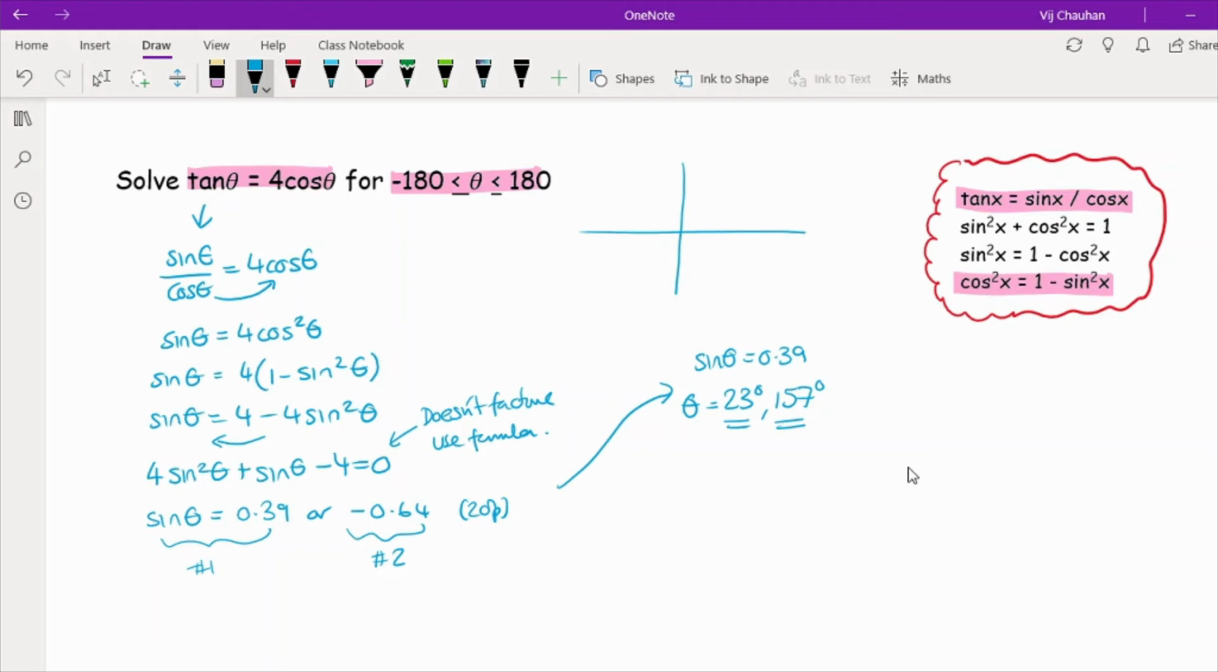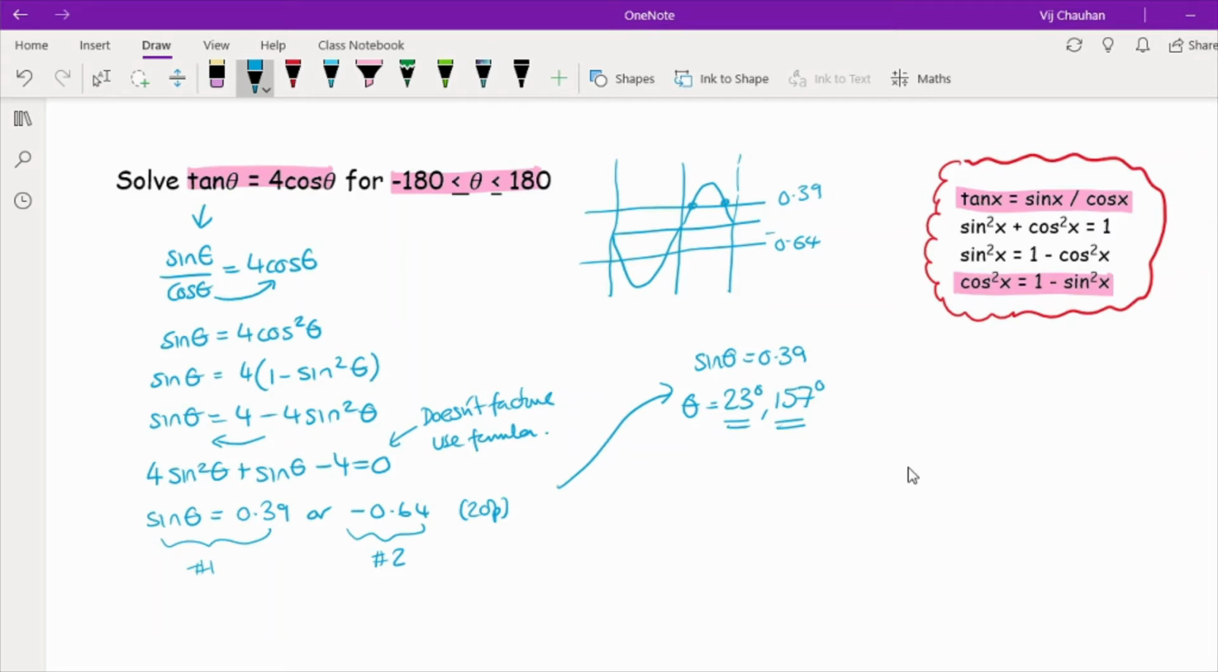Now if I just quickly do my graph, here all I'm interested in is this region here, so let's get the x-axis back, and I get something that looks like this. So all I've done is, this is where it's 0.39 and this is where it's minus 0.64. So the calculator gave me this first initial value, and I've used the graph to find my second value.